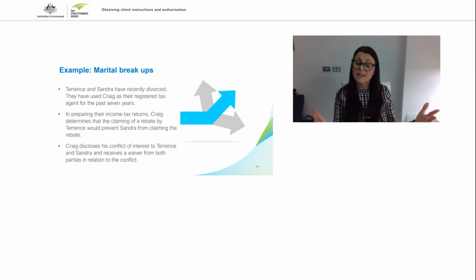So alternatively, if Craig was unable to obtain that relevant permission from both Terence and Sandra, it's unlikely he would be able to adequately manage that conflict of interest regardless of other arrangements that he could put in place. So he should consider declining to act for one or maybe even both of those clients.